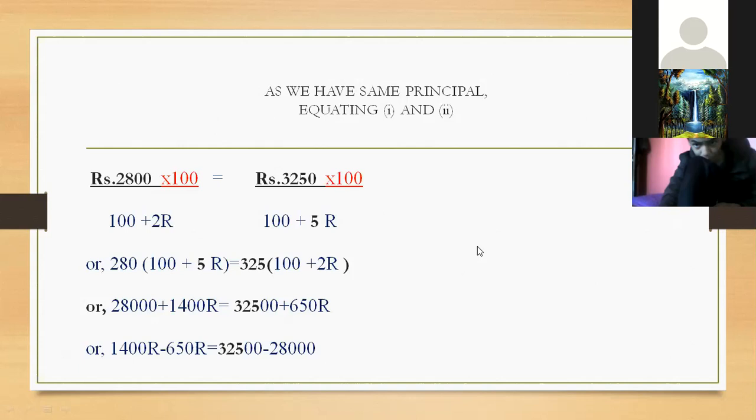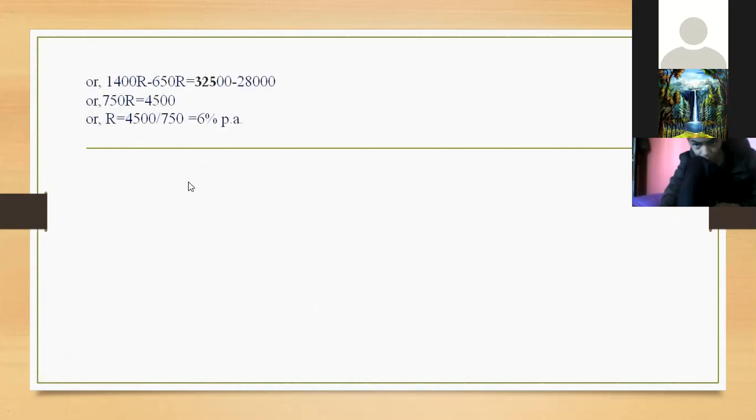You can take 6% per annum. You can take a screenshot also, okay? Its rate will come like this, 6% per annum. I hope you have solved like this.